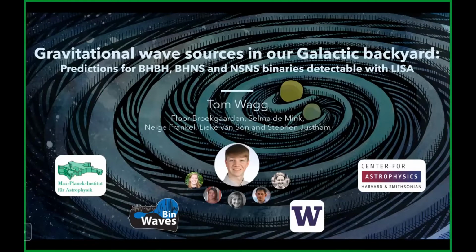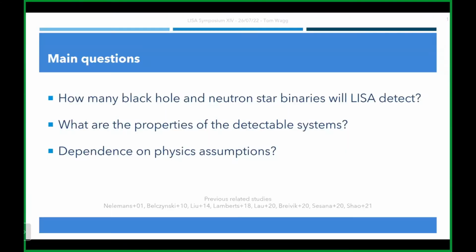So I'm excited to be talking about these black holes, black hole neutron stars, and double neutron stars with LISA. And my goal for this is to answer 3 main questions for you. I want to tell you how many black hole and neutron star binaries I think LISA is going to detect, what the properties of those detectable systems are going to be, and then I'm going to discuss the dependence of these results on underlying binary physics assumptions.